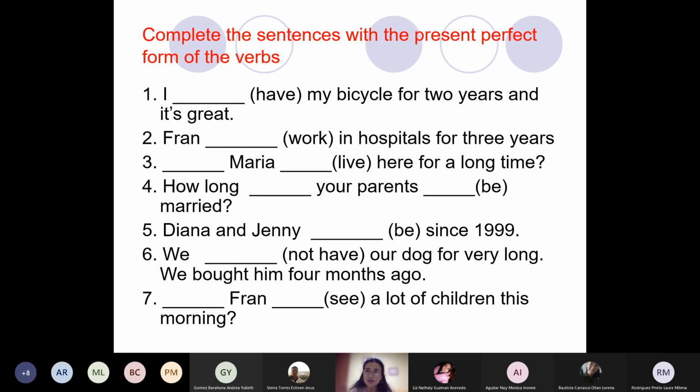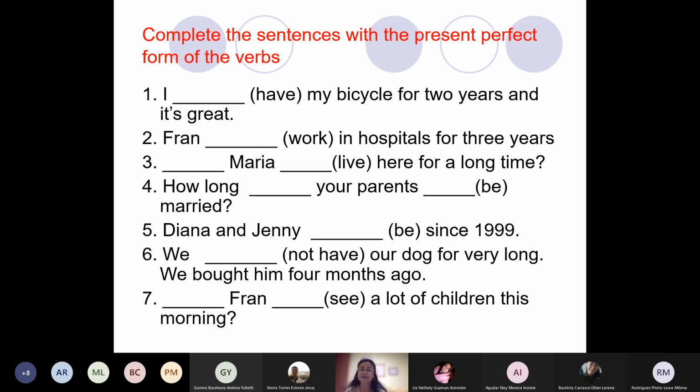Si no recuerdan muy bien esos verbos en pasado participio, los invito a que abran otra ventanita por ahí de su computadora y revisen cuáles son los verbos irregulares. Y ahí revisen la tercera columna del verbo que les aparece en la forma irregular. ¿Ok? So, who wants to complete the first sentence?